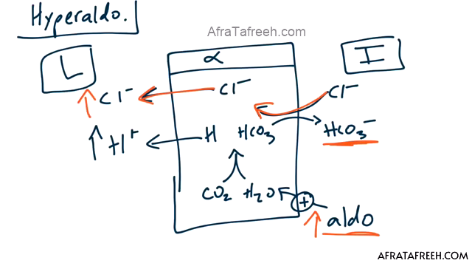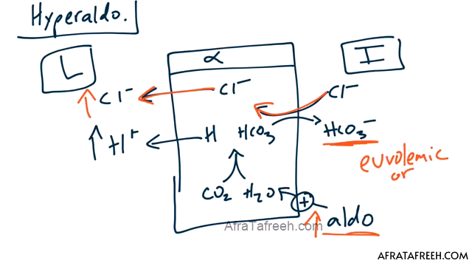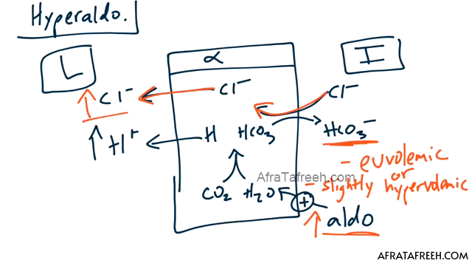Also recall that aldosterone increases the reabsorption of sodium and water, so we'd expect this patient to be euvolemic or slightly hypervolemic. So as we can see, it wouldn't make much sense to give a bolus of saline in a patient whose blood volume is normal or slightly elevated. This is why patients with hyperaldosteronism have a high urine chloride metabolic alkalosis and are unresponsive to saline.